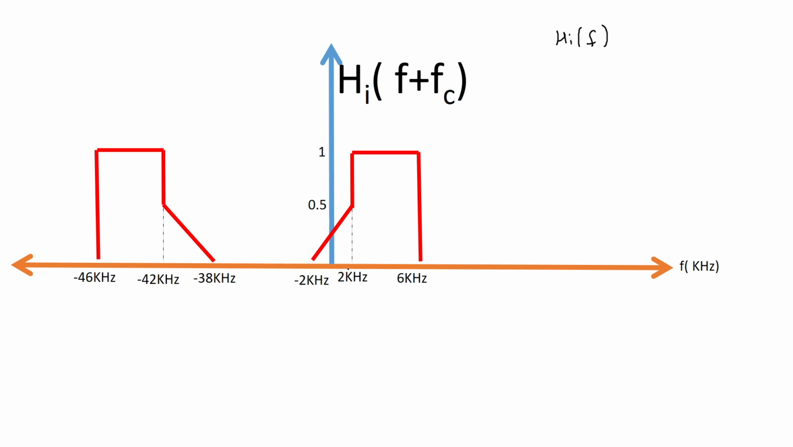So we have minus 2 over here, 2 and 6 over here. So the first step is done. We have plotted H(IF plus Fc). Now in the second step, we need to plot H(IF minus Fc).